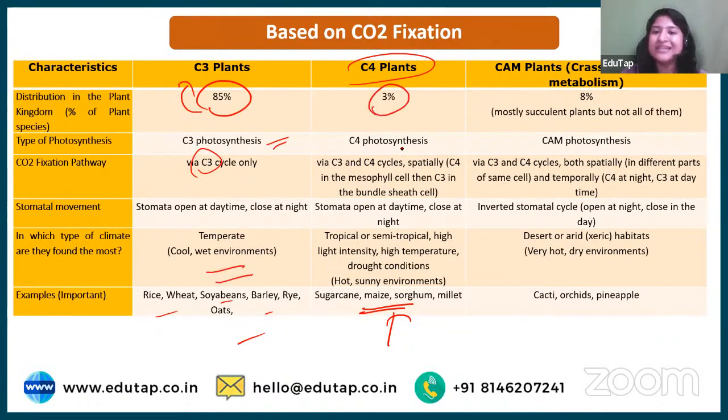C4 आपके 3% of the plants that exist in this world, in this earth, they are your 3% C4 plants, ठीक है. एग्जाम्पल है आपका शुगर केन, मेज, सोरगम, मिलेट, ठीक है. ये कुछ आपके एग्जाम्पल्स है. And then we have CAM plants, ठीक है. CAM का एक फुल फॉर्म है क्रैसुलेशियन एसिड मेटाबॉलिज्म, ठीक है. Around 8% होता है. मोस्टली आपके सकुलेंट प्लांट्स होते हैं, ठीक है. Mostly, please keep in mind. And here both cycles आपका C3 C4 चलता है, ठीक है.